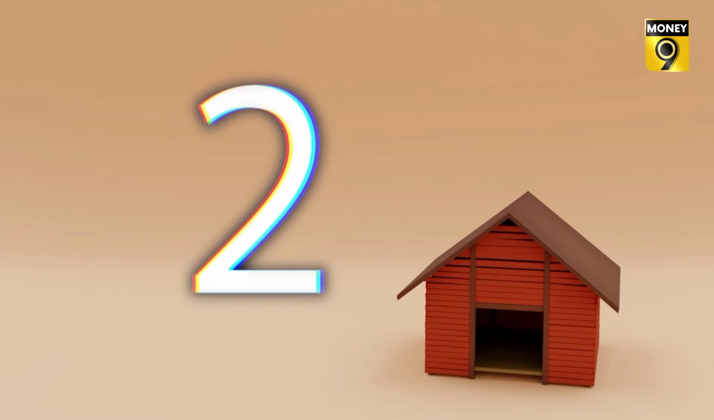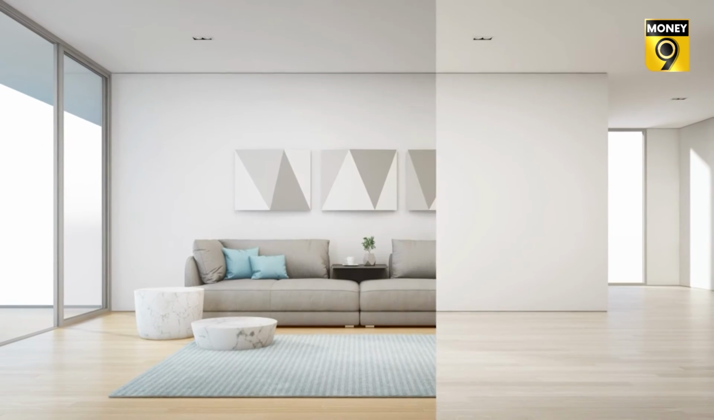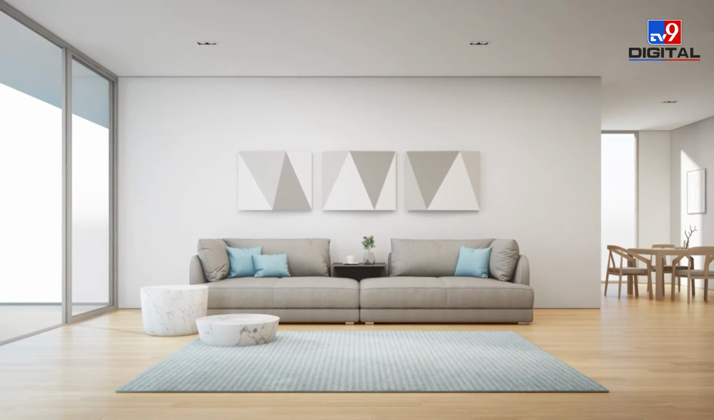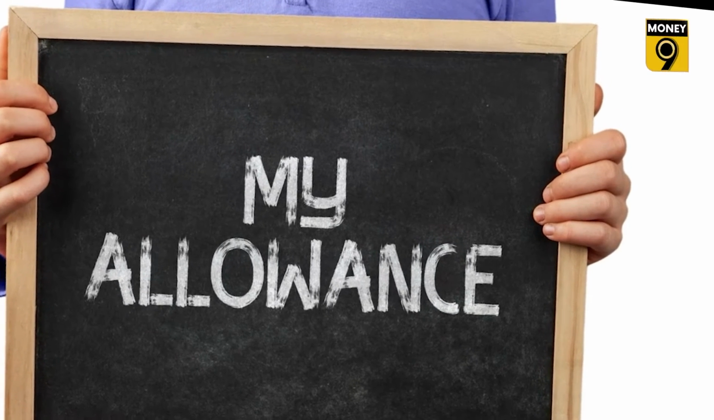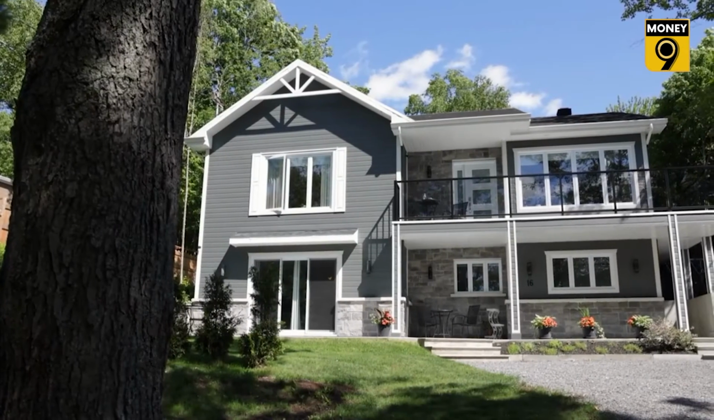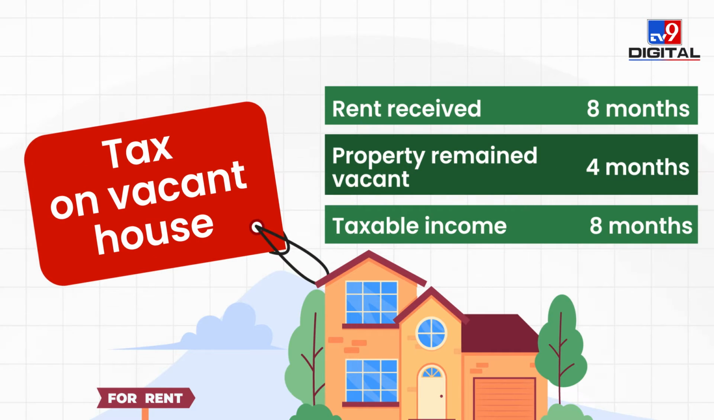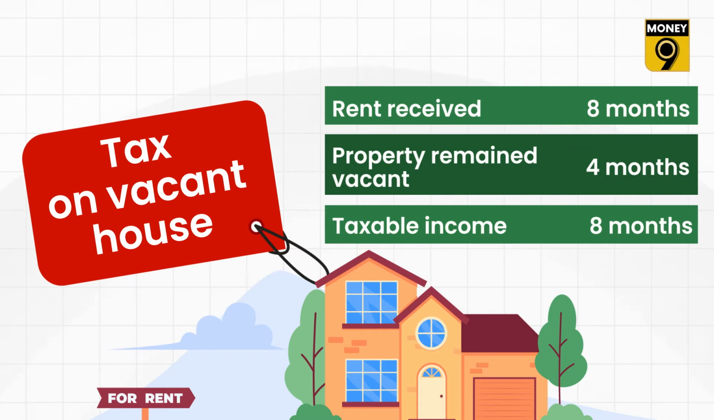Number 2. If the house remains vacant for some months of the year. Vacancy allowance is available for the period of time the property is vacant. That is, only that portion of the taxable rent will be included for the time the property was on rent. For example, if the rent is paid for 8 months and the property is vacant for 4 months, then only 8 months' income would be taxable. However, to show that the property was actually lying vacant, the taxpayer should maintain records.